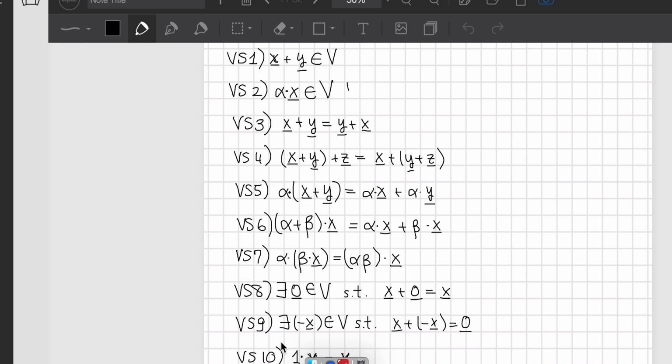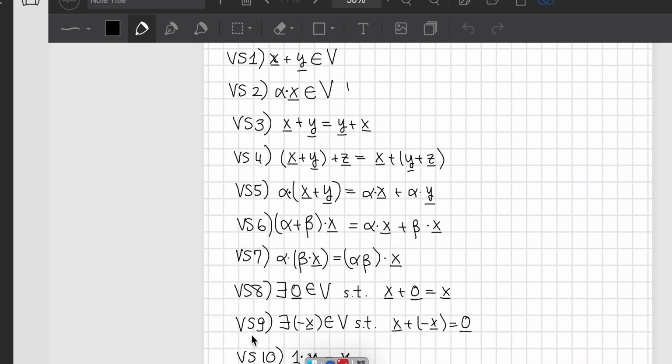Okay? And now here comes the thing. So we have four conditions remaining. We have VS1, VS2, VS8, and VS9. And if you look at the theorem, the only ones we have to prove are VS1, VS2, and VS8. So how can we say that we do not have to prove VS9? Well, it's because if VS2 is true for a subset of V, then VS9 is implied.